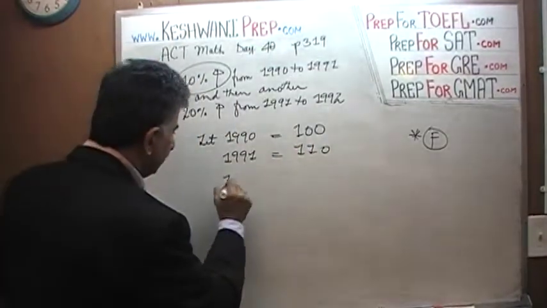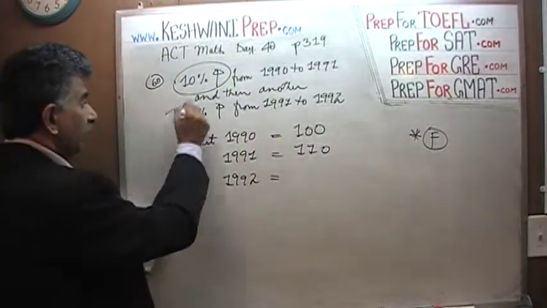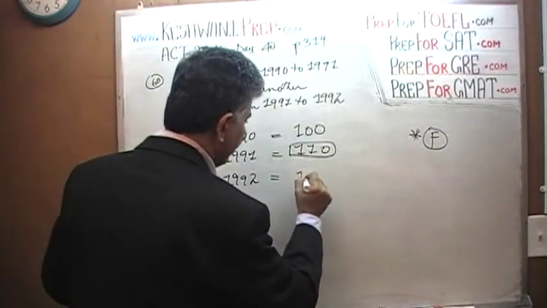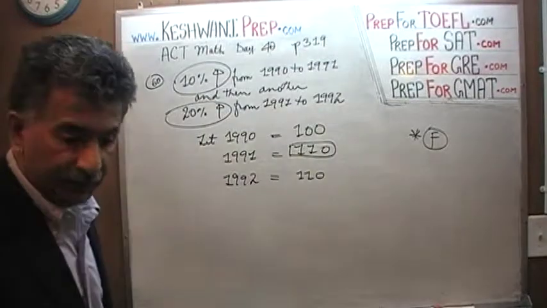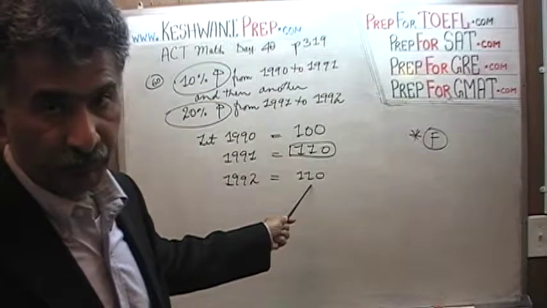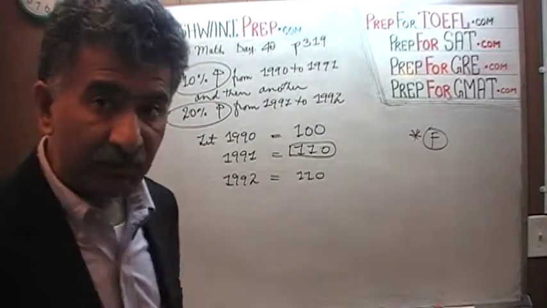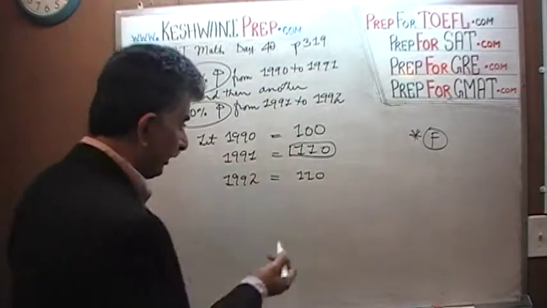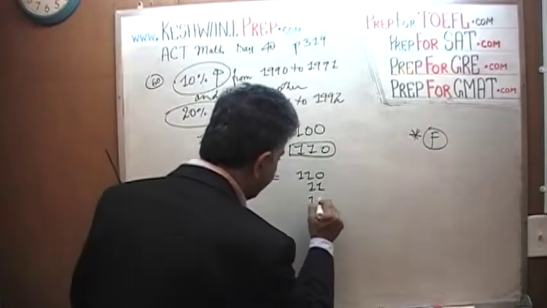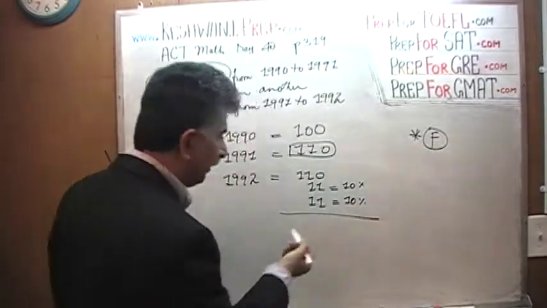Now in 1992, it went up by another 20%. So we take the amount that we had in 1991, and then we add 20% of that amount. What is 20% of 110? Well, ask me 10%, then I know. What is 10% of 110? It's very simple. You knock out the 0. So 10% is 11. Another 11 would represent another 10%. So this is 10%, and this is 10%. Add them up and you get the answer.